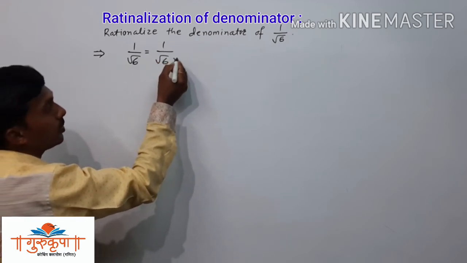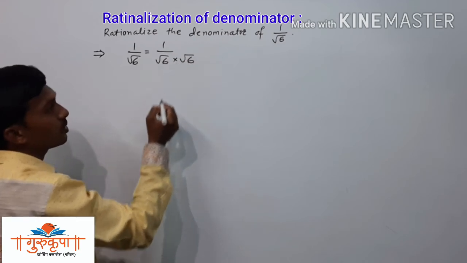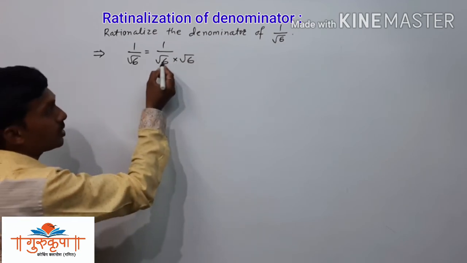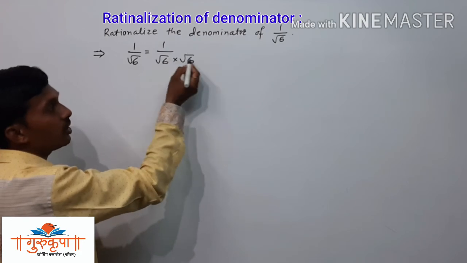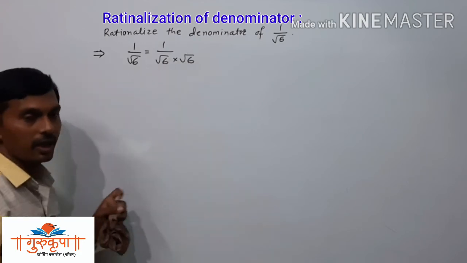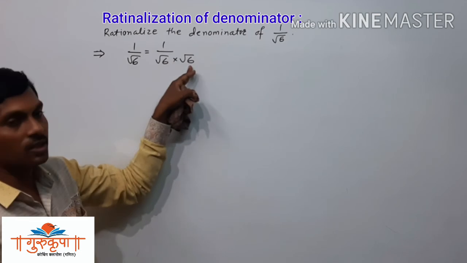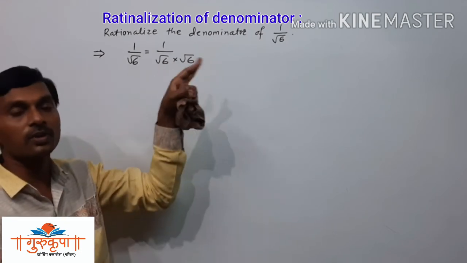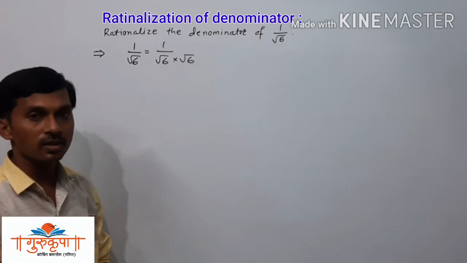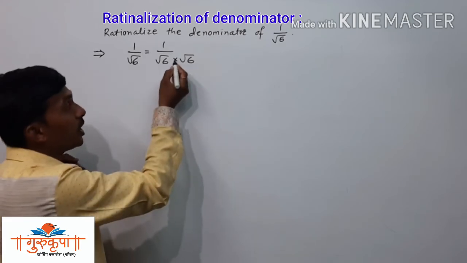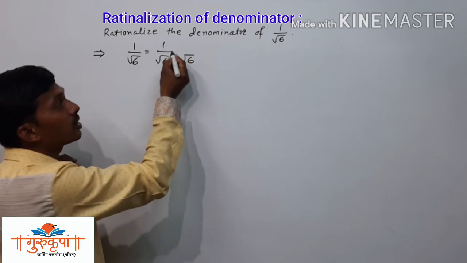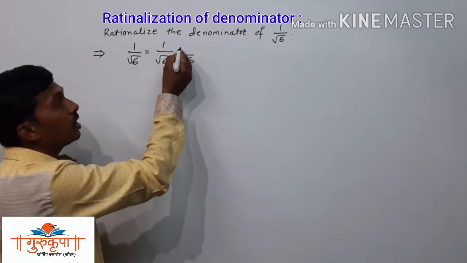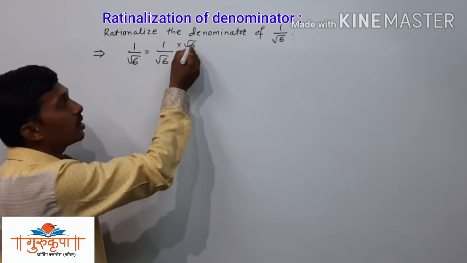What we have to do is multiply the denominator by √6. If we multiply this √6 by √6, then the multiplication is 6. Actually the product is the square root of 36, and the square root of 36 is 6. But we cannot multiply only the denominator by √6, since we have to multiply the numerator also by √6.